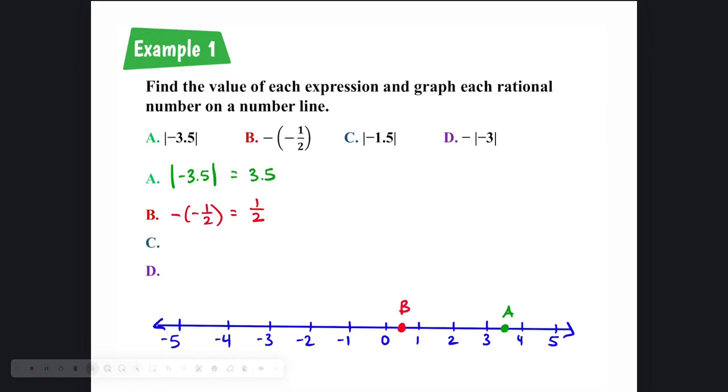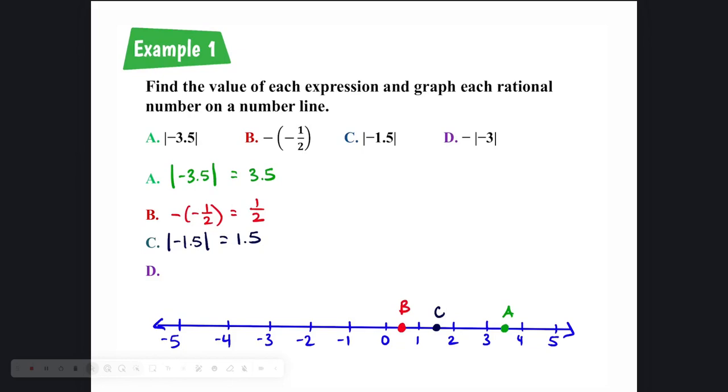Problem C. What is the absolute value of -1.5? The absolute value of a number is its distance from 0. -1.5 is 1.5 units away from 0, so the absolute value of -1.5 is 1.5. We will plot this as point C on the number line.